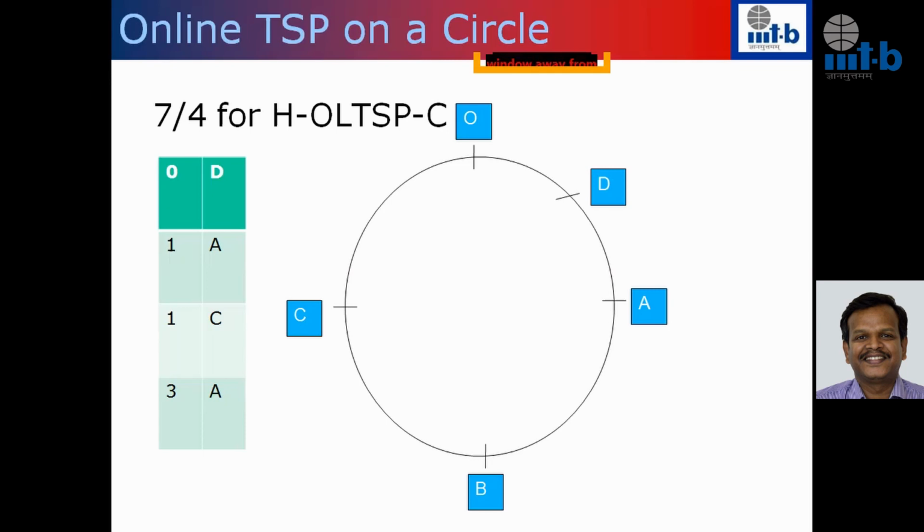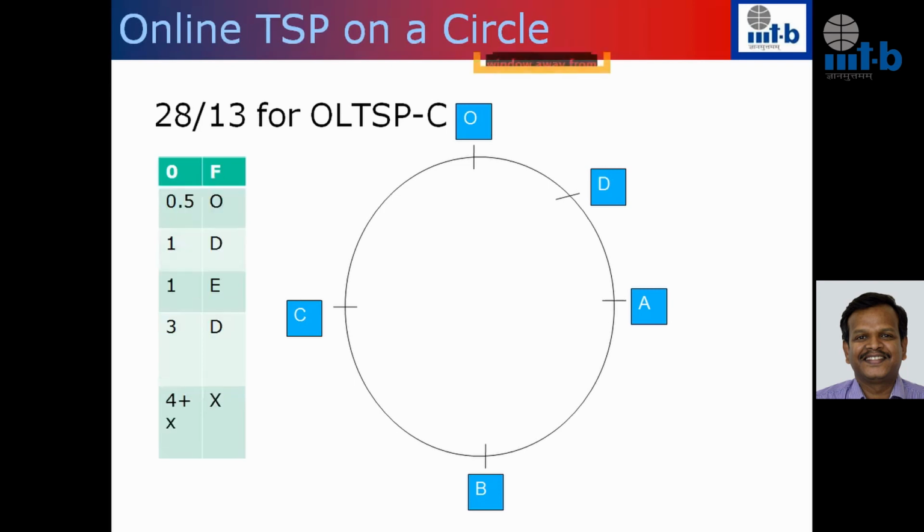So now we'll move to the next example. The next example is also very similar to this. In that case, after serving the last request, the server need not go back to the origin. It can stop wherever it is. So that's the time that we are going to count. So the example is very similar to this, but it's slightly more complicated. Let me just go through it.